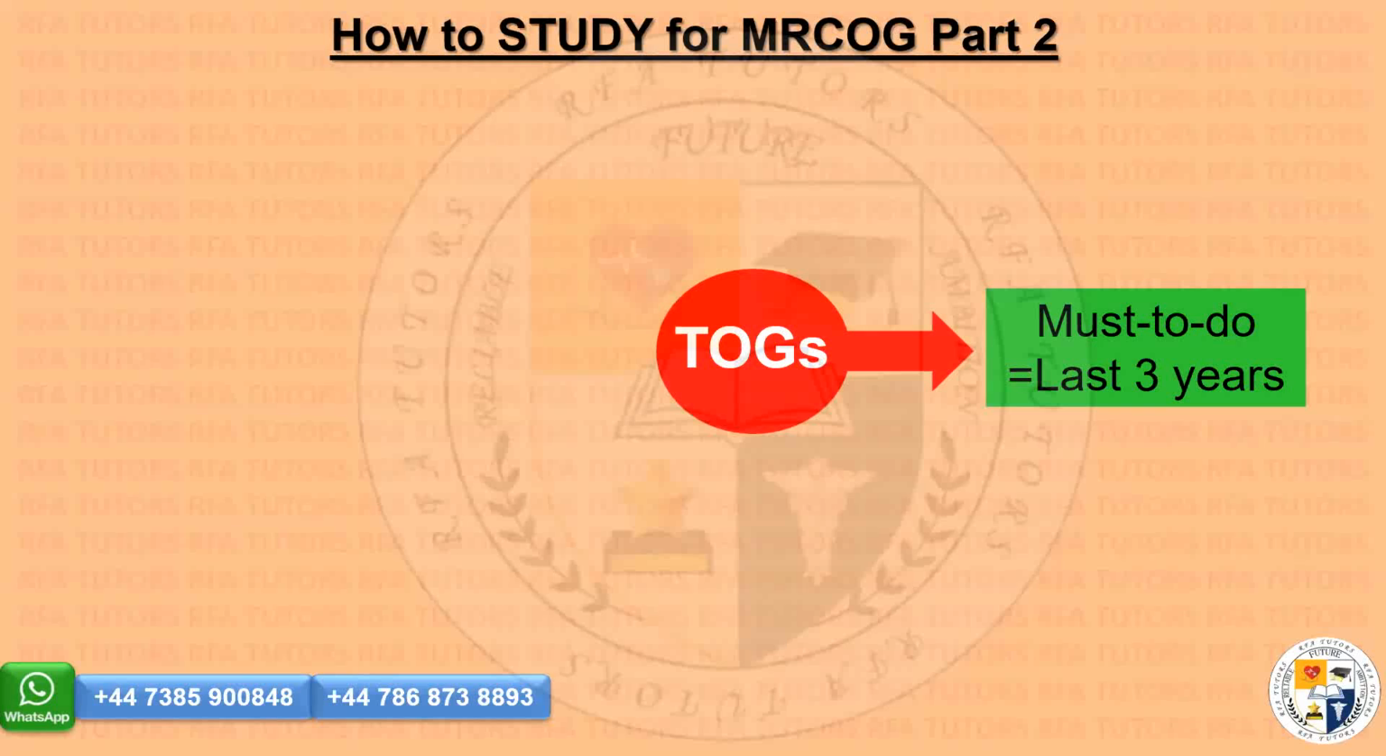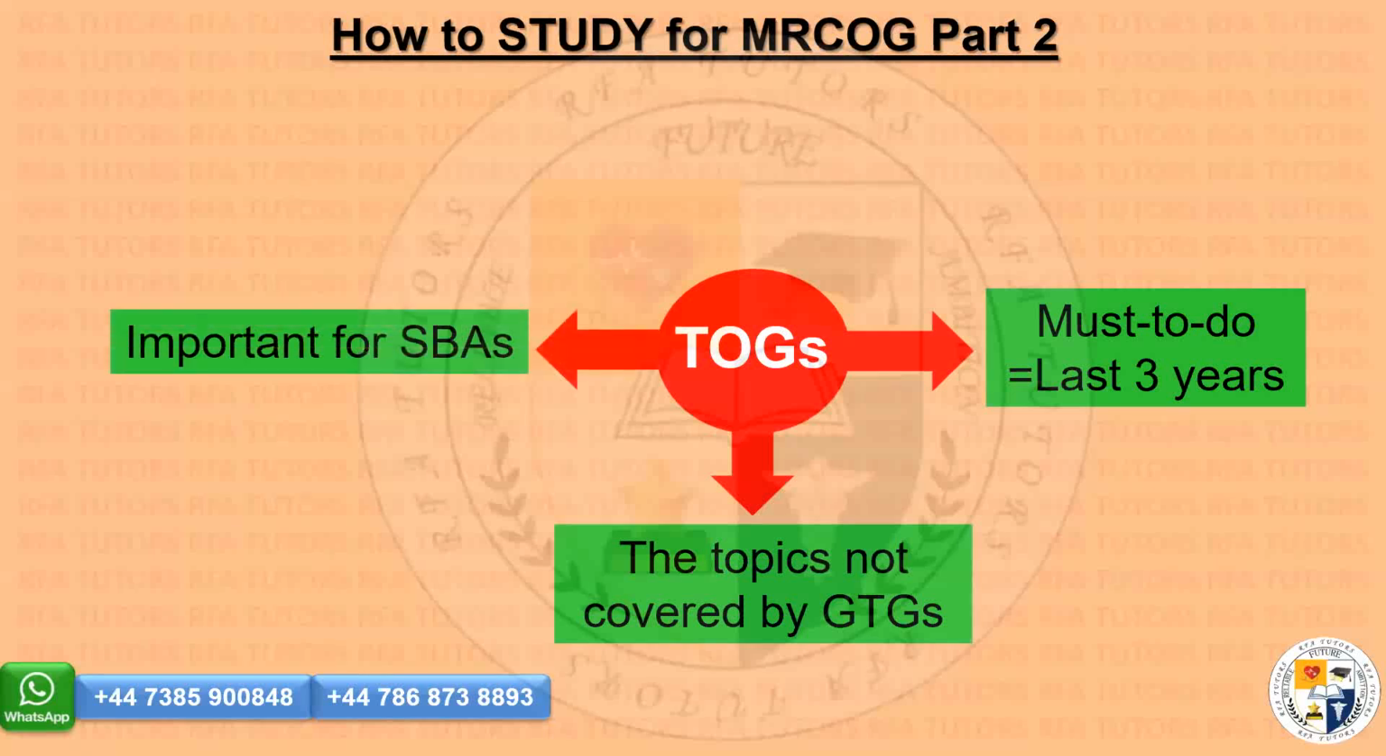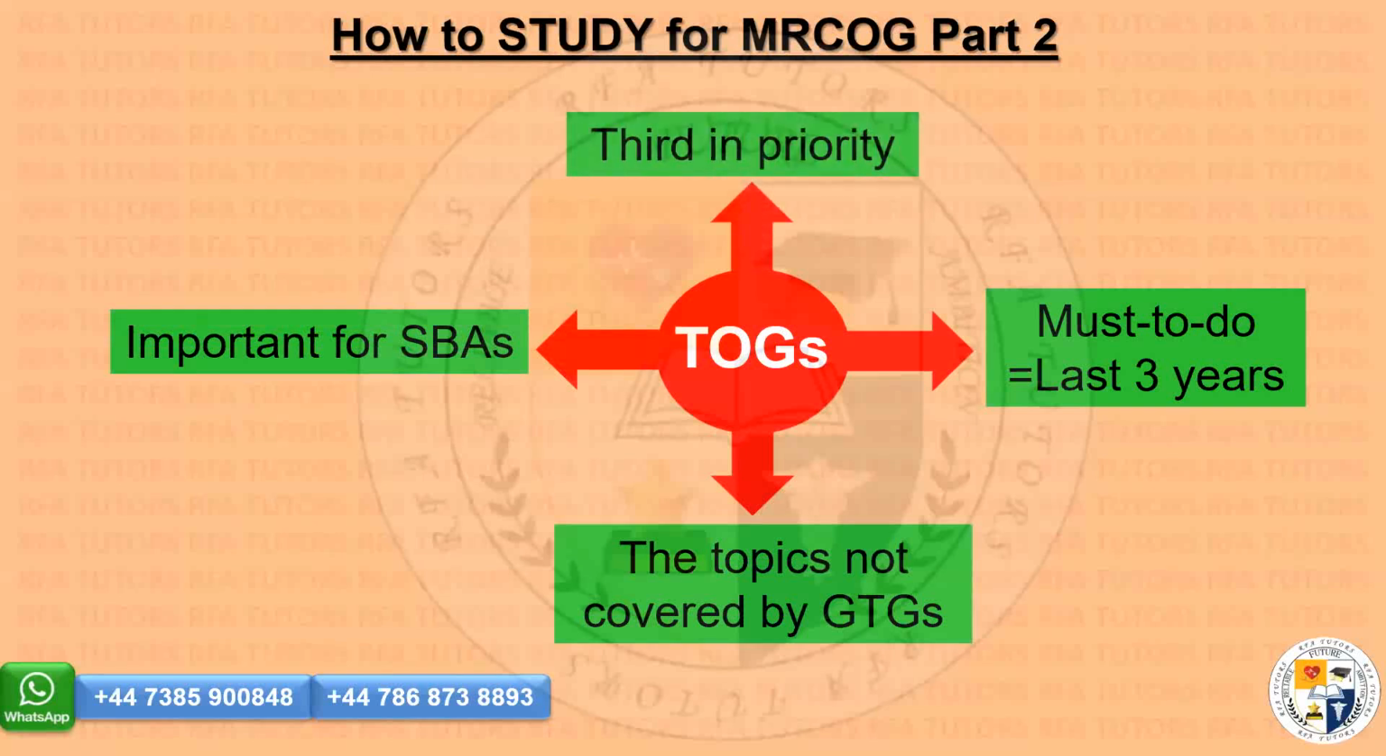So what is important? It's a must to do the last 3 years, right? Last 3 years. The topics not covered by the Green Top guidelines, right? It's important that you do the single best answers from reading each TOG article. You read it in a manner that the single best answers, you are able to pick it up. Again, I would like to say that its priority is not that you keep on reading the TOG articles and you skip the Green Top guideline.